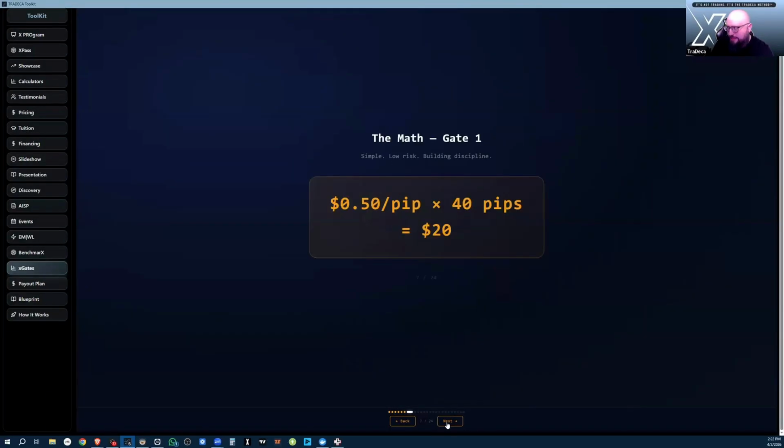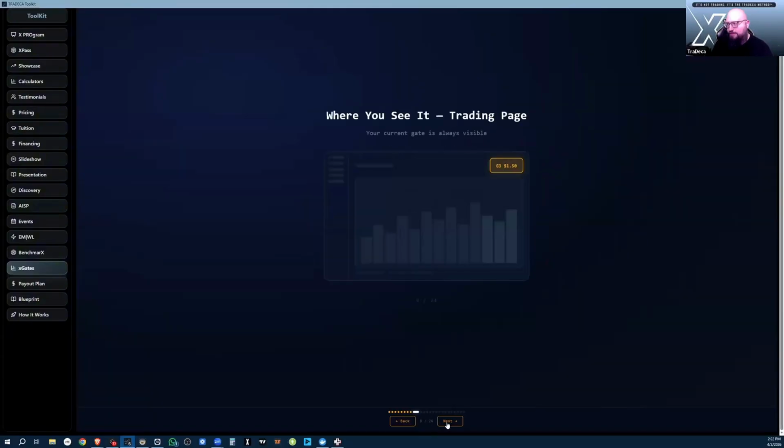First, it's important to see how the math works. Because if you're starting on gate 1, 50 cents a pip, and you get 40 pips, you made $20, right? But if you're on $7 a pip, and you made 45 pips, now we're talking $315. It's a drastically different outcome, just doing basically the exact same thing that you're always doing. You're building this baseline skill set of consistency, and then we're just messing with the numbers a little bit based on data. That's what it is.